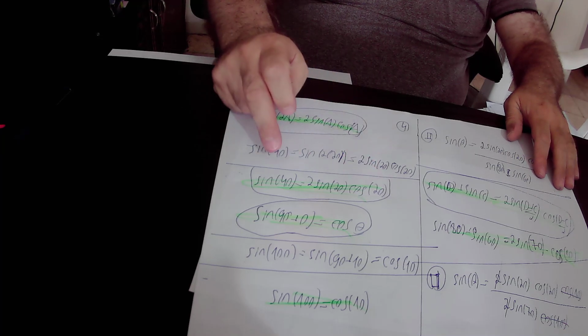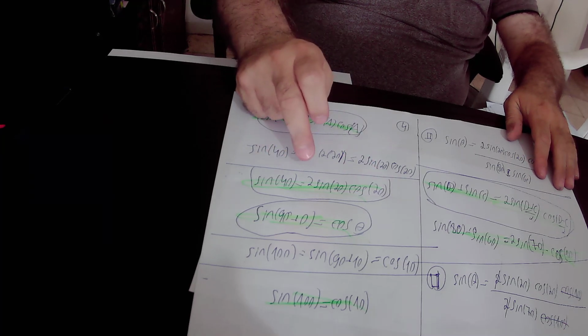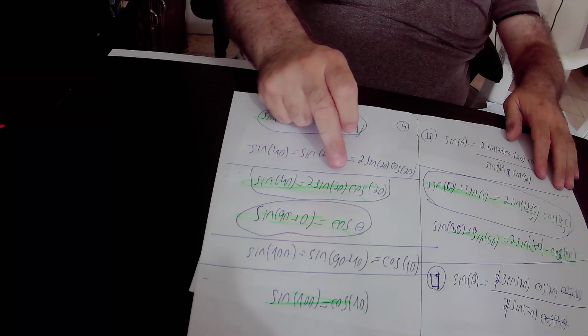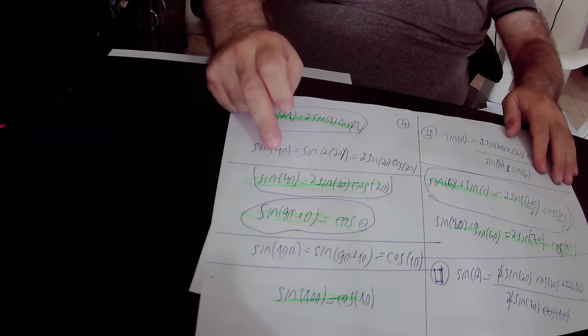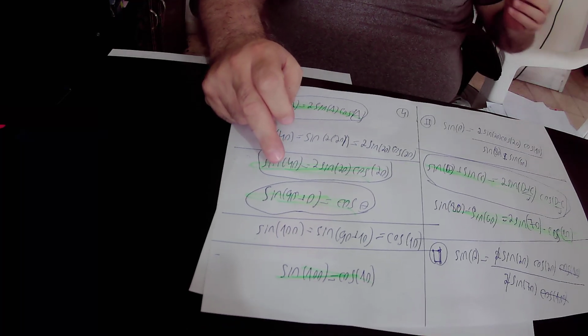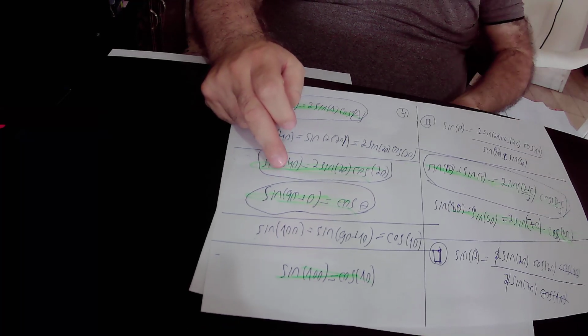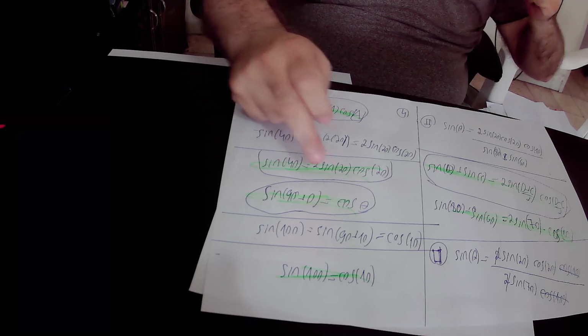We'll substitute sine 40 degrees by 2 times sine 20 degrees times cosine 20 degrees, but before we do it, I presented to you the second trigonometric identity, that sine 90 degrees plus theta equals cosine theta.